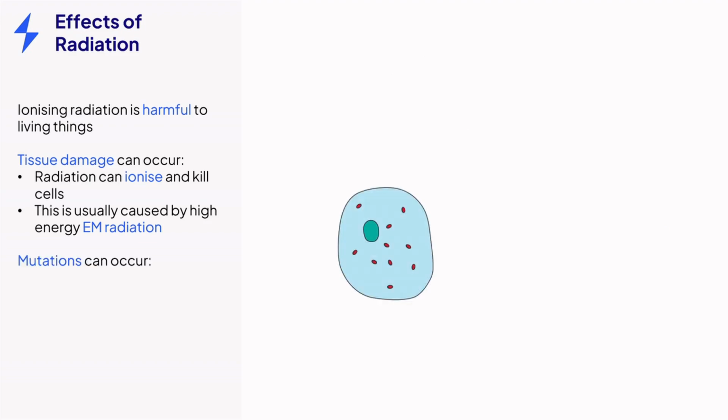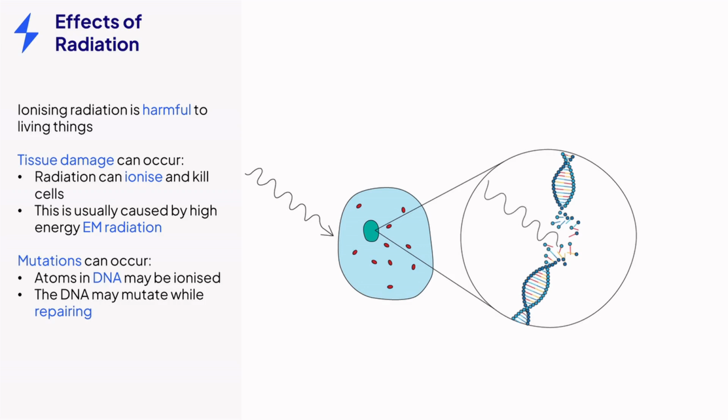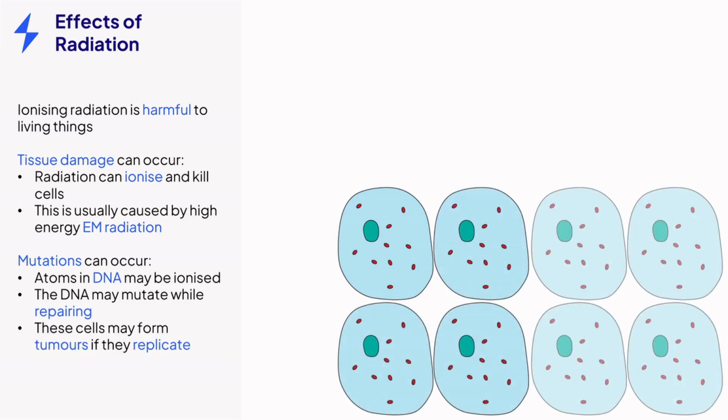Alternatively, mutation may occur. In this scenario, the cells do not die, but the DNA in the cell is ionized. While repairing this damage, the DNA may mutate and replicate uncontrollably, forming a tumor. These effects are, of course, things we want to avoid, but radioactive materials are still very useful in industry or medicine. There are precautions we can take to minimize the risks.